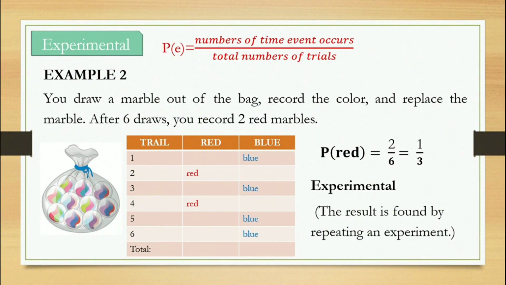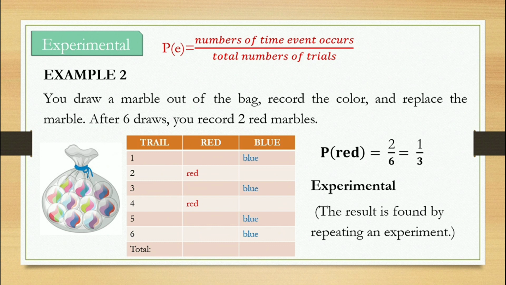Another example. You draw a marble out of the bag, record the color, and replace the marble. After 6 draws, you record 2 red marbles. As you can see in the table, we have 6 trials and we have the red and blue marbles. We are looking for the red marbles. What do you think is the number of times the event occurs for the red marbles? Yes, that's right, it is 2. How about the total number of trials? It is 6. For the red marbles, we have 2 over 6 or 1 over 3.